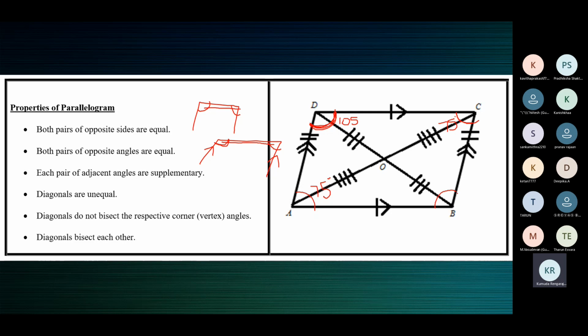What is the measure of angle B? 105, ma'am. Reason? Ma'am, because each pair of adjacent angles are supplementary. So 105 and 75 are supplementary.